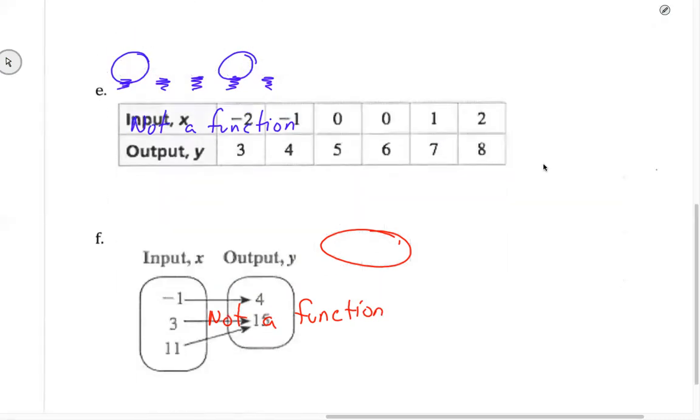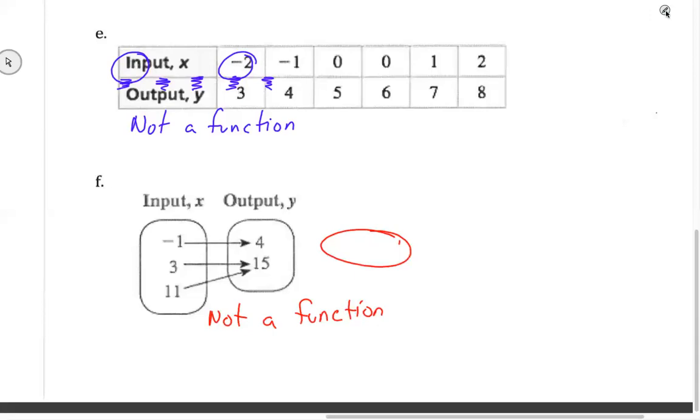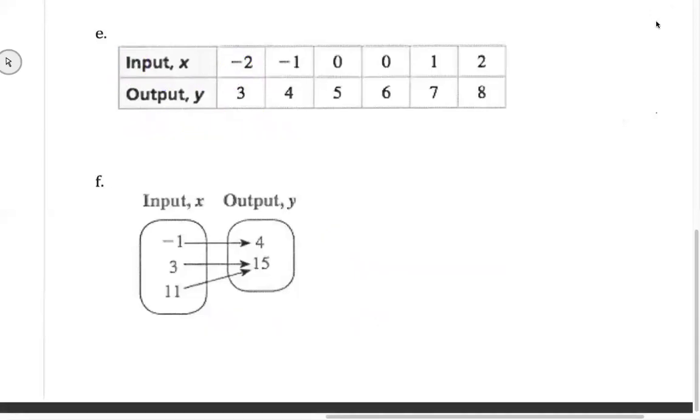Let's look at F. Tyler. What's up? Not much. How are you doing? I'm good. How are you? Not bad, not bad.